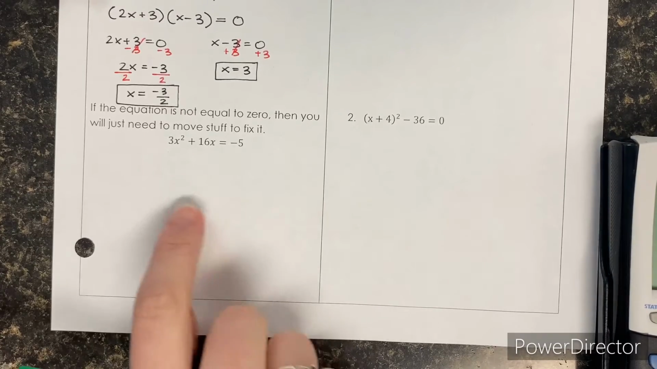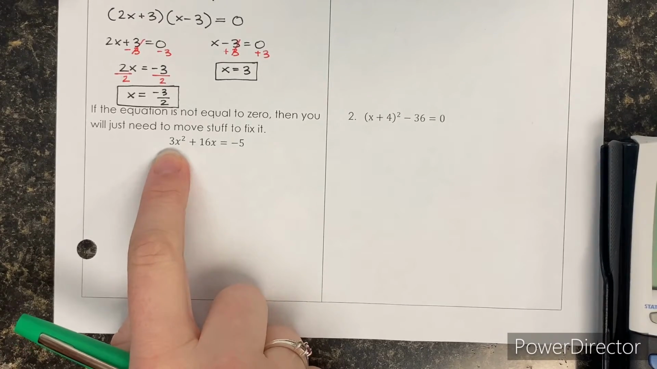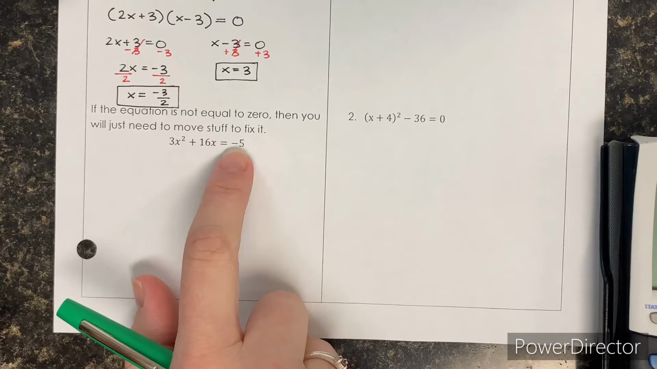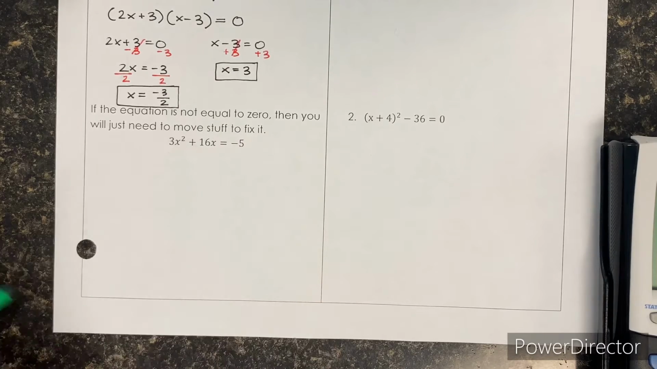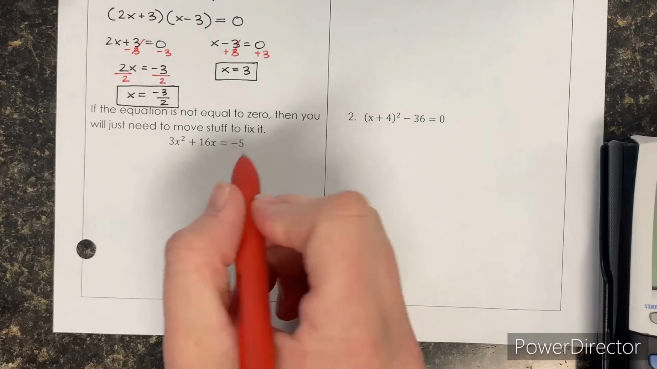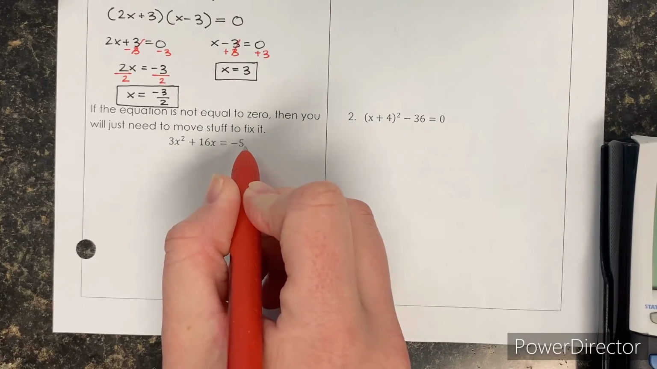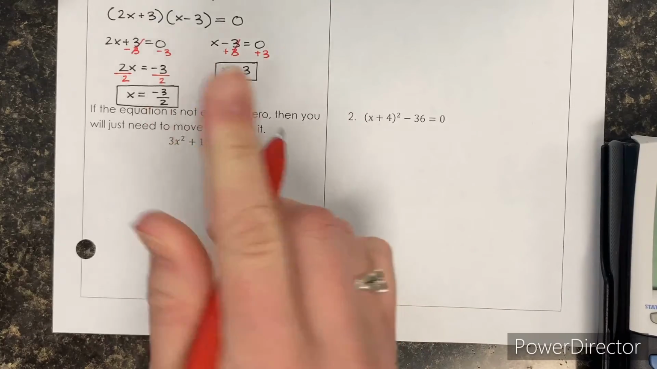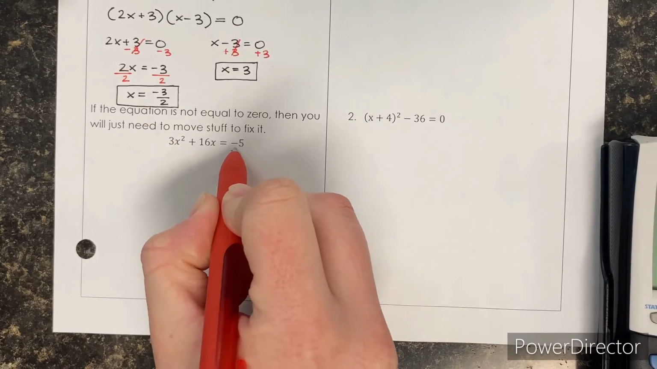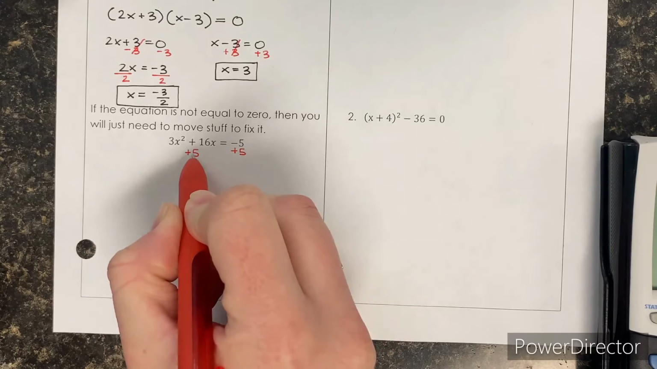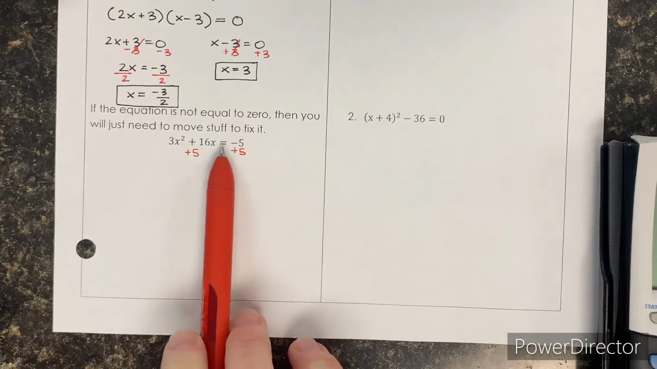So when I look at this, I have 3x squared plus 16x equals negative 5. This right side is supposed to be 0. If I'm going to factor it, I need it to be 0. And so when I say move this stuff, I'm talking about either add or subtract to get the stuff away from the right-hand side. So in order to do that for this problem, I'm just going to add 5. And remember, what you do to one side, you have to do to the other side of the equal sign.